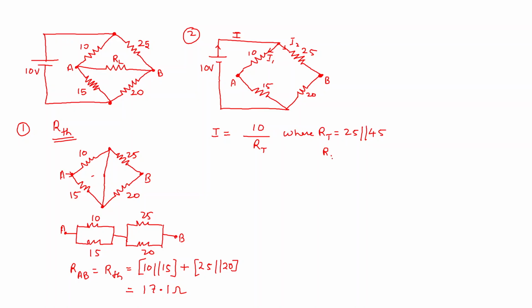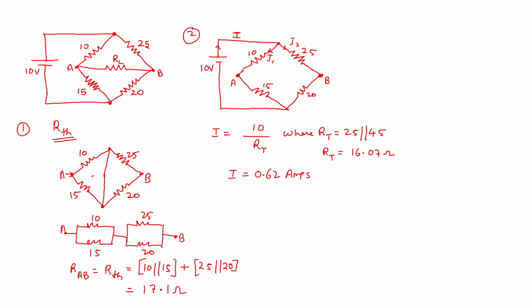Which you will get around 16.07. That is 25 into 45 divided by 25 plus 45 ohms here. Now I is equal to 10 divided by 16.07, which comes around to 0.62 amps. By using the current division rule, you can find I1 and I2.